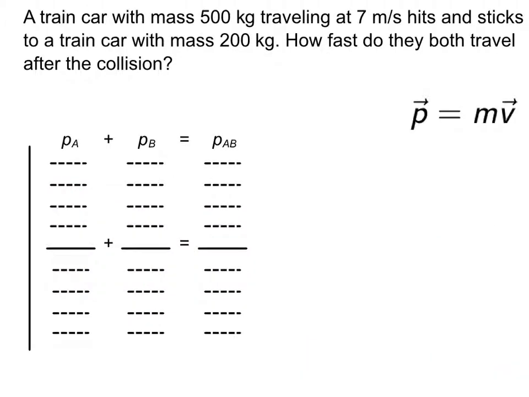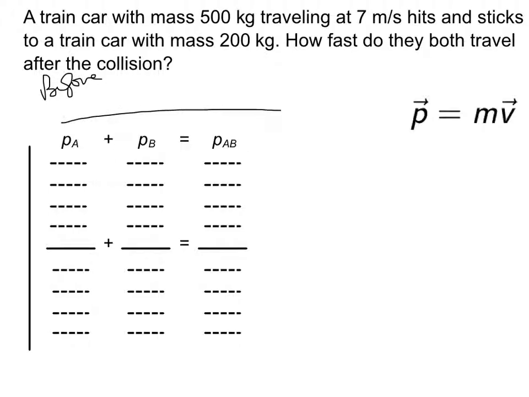Our next problem with momentum is going to be an inelastic collision. A train car with a mass of 500 kilograms traveling at 7 meters per second hits and sticks to a train car with a mass of 200 kilograms. How fast do they both travel after the collision? Step 1, draw a picture.